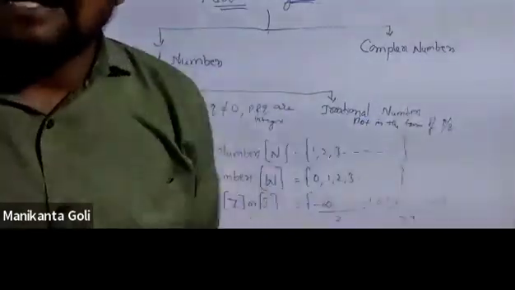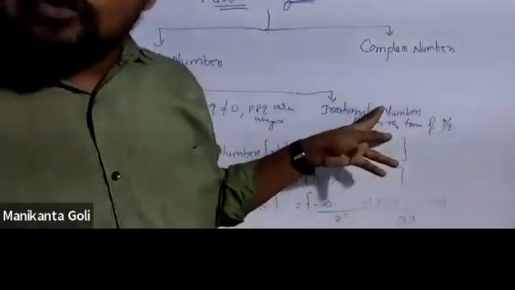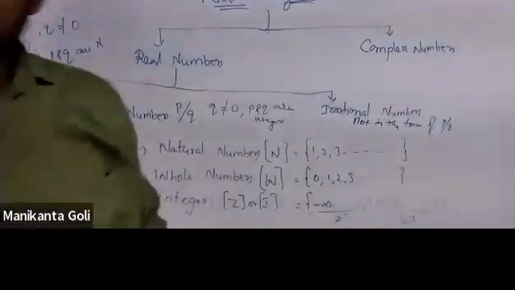This is nothing but... to explain this correctly, we want to know the types of rational numbers.